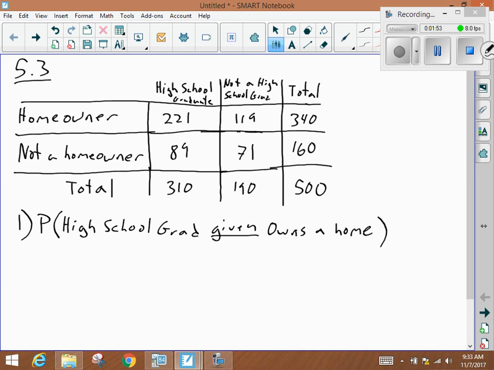This is the probability rule. What happens is we're really only interested in this line at that point. We're only interested in looking at homeowners because of this word given. Given they own a home, what's the probability that they're a high school graduate? Another way to say it.